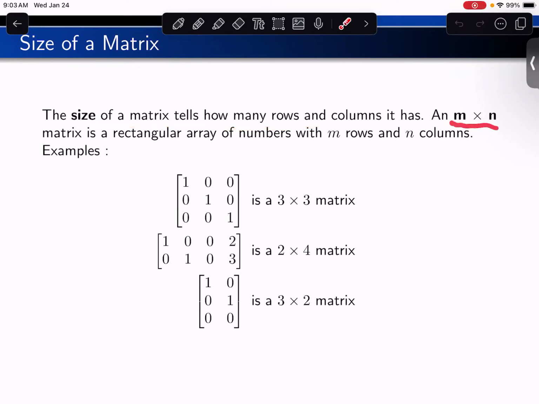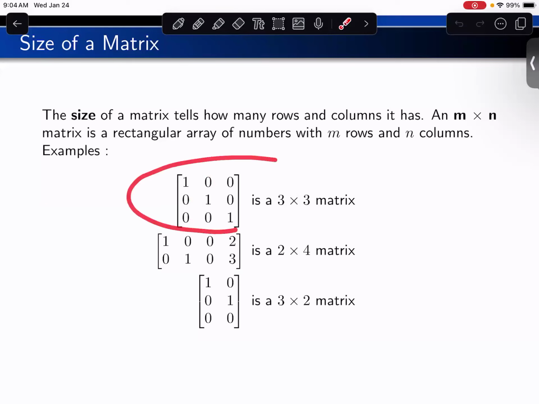If we have an M by N matrix, it means we're going to have a rectangular array of numbers where we have M rows and then N columns. The first number, M, denotes the number of rows you have, and N denotes the number of columns. So a 3 by 3 matrix is a collection of 9 numbers where you have 3 rows. Row 1 is 1, 0, 0. Row 2 is 0, 1, 0. And row 3 is 0, 0, 1. So these are the 3 rows right here. And then you have 3 columns: 1, 0, 0, then 0, 1, 0, and then 0, 0, 1.